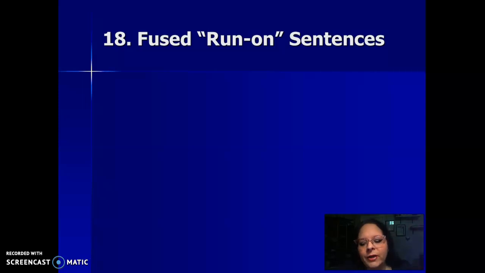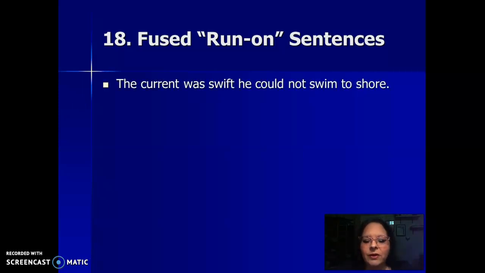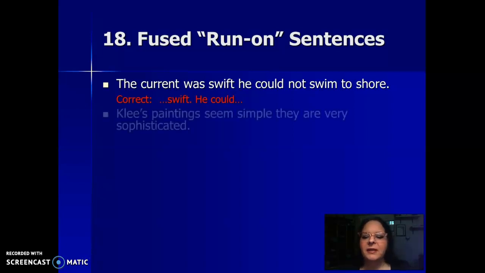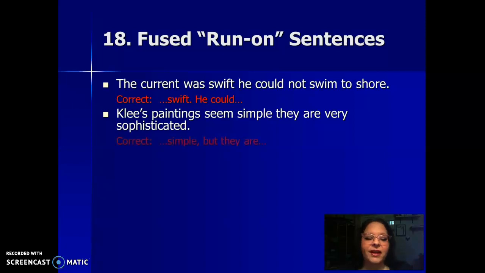A fused or a run-on sentence. This is when you have two sentences put together with nothing to hold them together. The current was swift, he could not swim to shore. Put in a period, separate them some other way. Clee's paintings seem simple, they are very sophisticated. You could just kind of combine these. Clee's paintings seem simple yet sophisticated, or Clee's paintings seem simple but they are very sophisticated. But two sentences can't just be together, you have to connect them correctly.